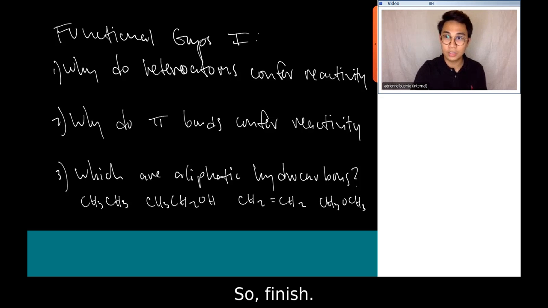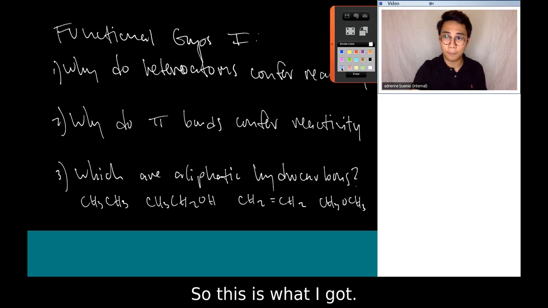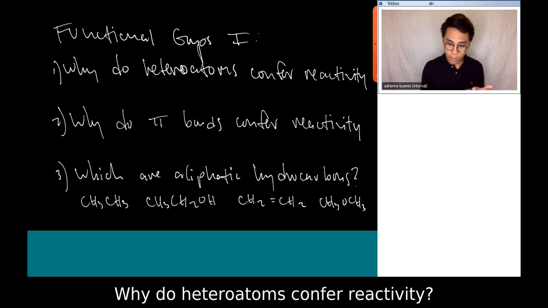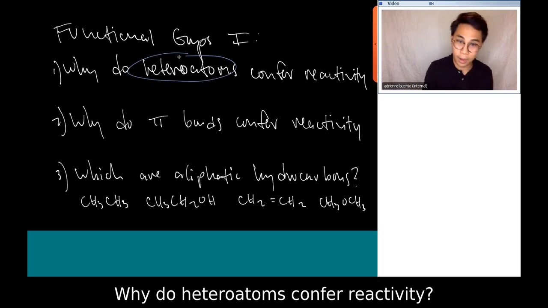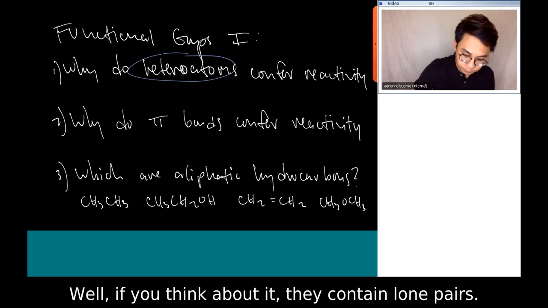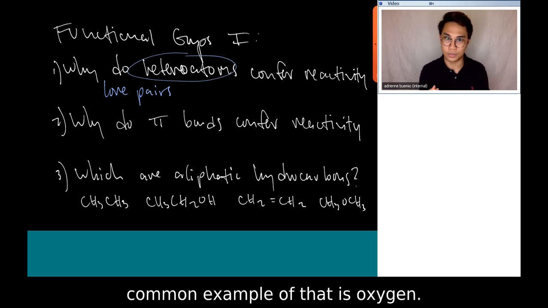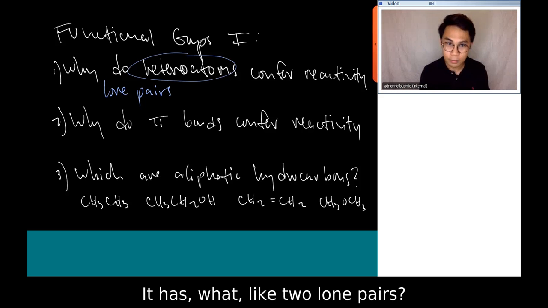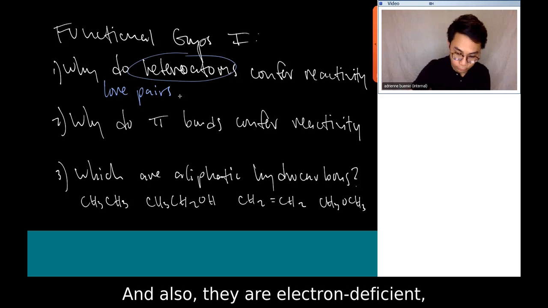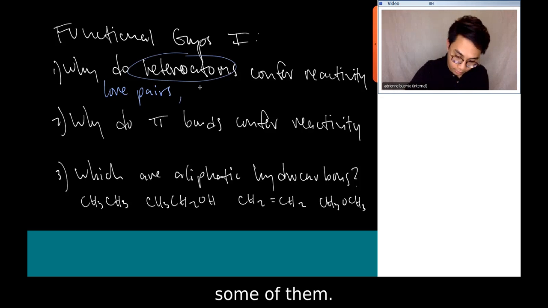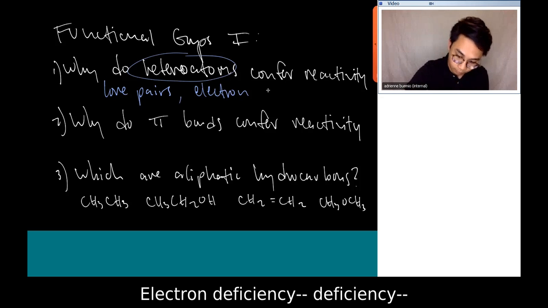Okay, so finished. So this is what I got. Let me change the color. Why do heteroatoms confer reactivity? Well, if you think about it, they contain lone pairs, right? And probably the most common example of that is oxygen. It has what, like two lone pairs, right? And also they are electron deficient, some of them, right? Electron deficiency.